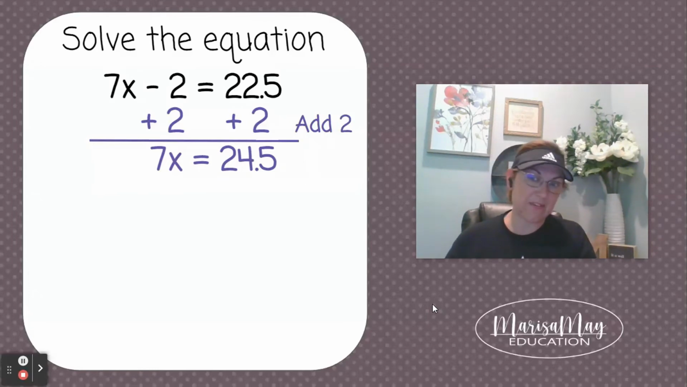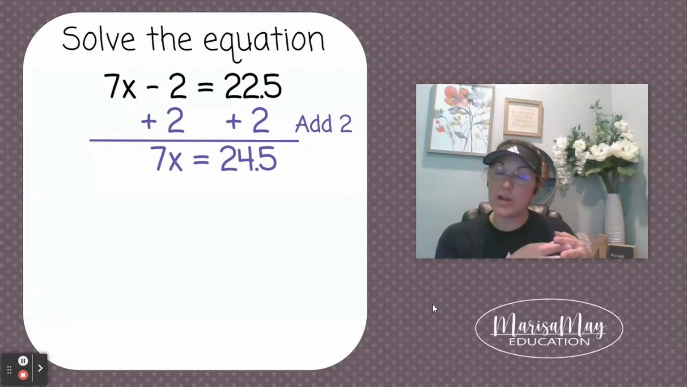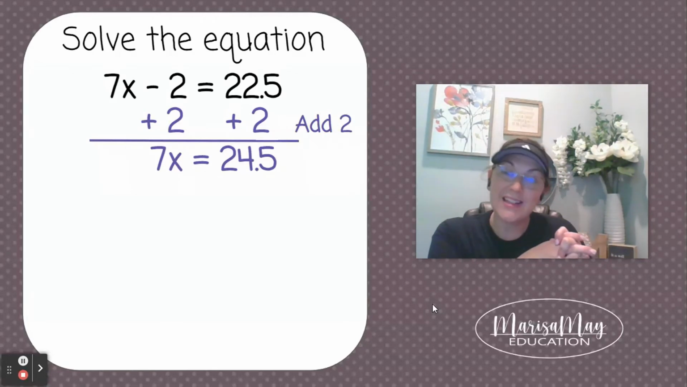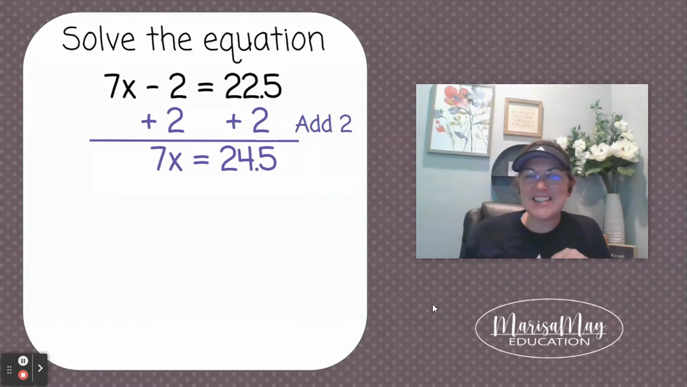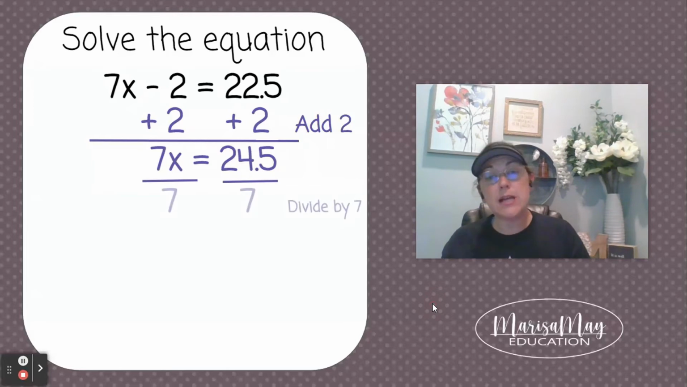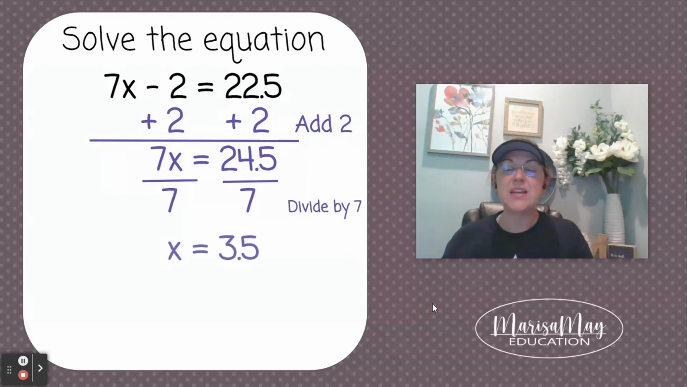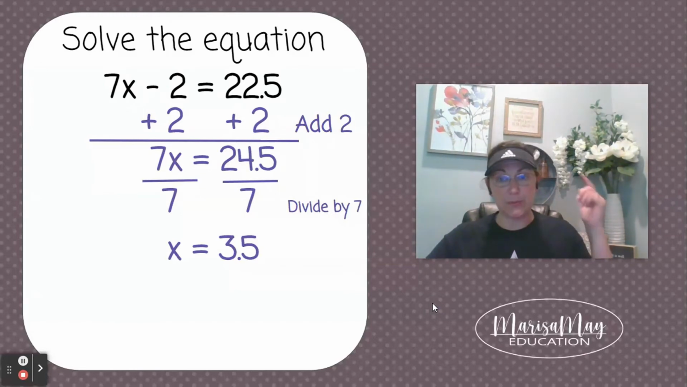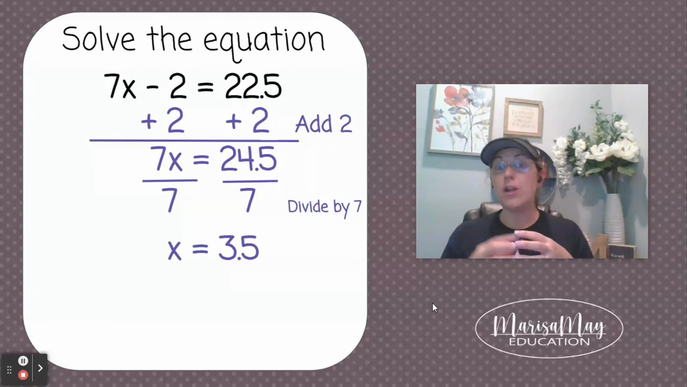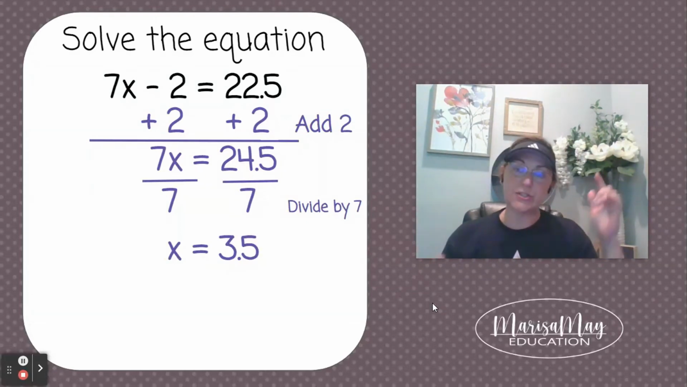7x equals 24.5. Now we're ready to take care of the multiplying by 7 part. And the opposite of multiplying by 7 is, you guessed it, that's right, it's dividing by 7. So we're going to divide by 7 on both sides of the equation. And we're going to go to our calculator, type in our 24.5 divided by 7, and that's going to give me that x is 3.5. Again, two-step equation because we had two things happening to the variable. We had to undo both of them. I want you to remember we undo add and subtract first, then we undo multiply or divide.